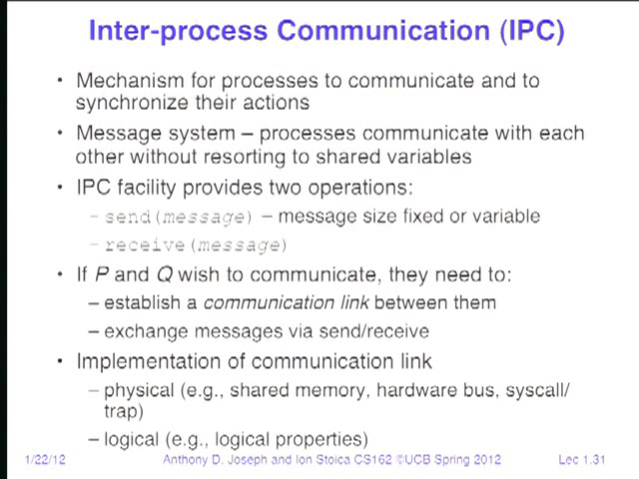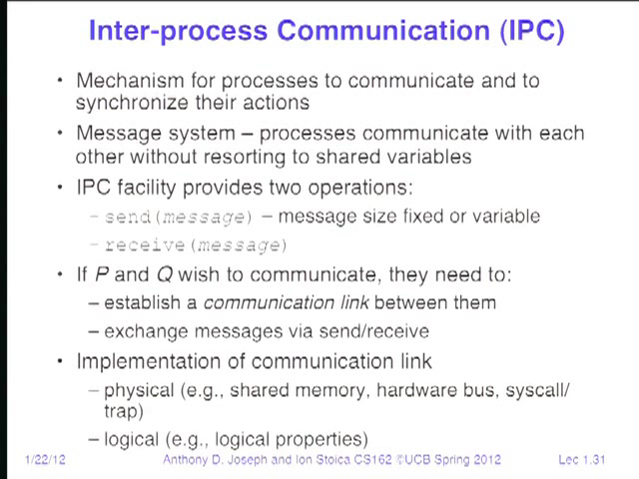Now, if two processes want to communicate with each other, they set up a communication link through the kernel, and then they just exchange messages using sends and receives. Okay? That channel can be unidirectional or it can be bidirectional, or we can set up two unidirectional channels in order to get a bidirectional channel out of it.